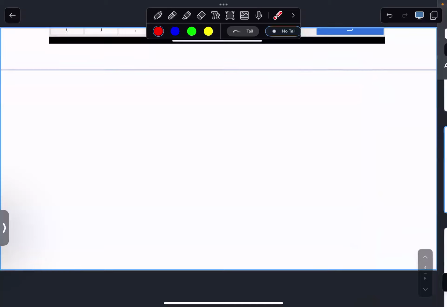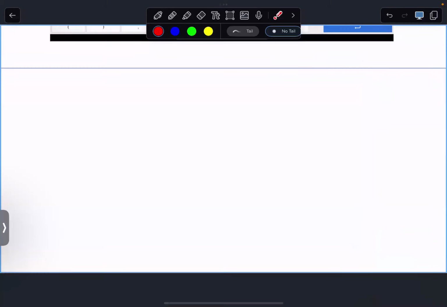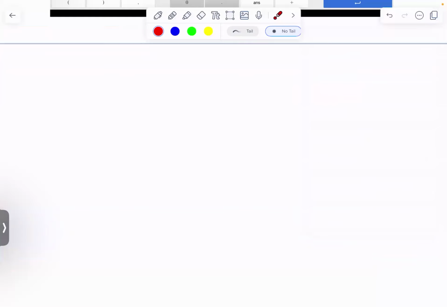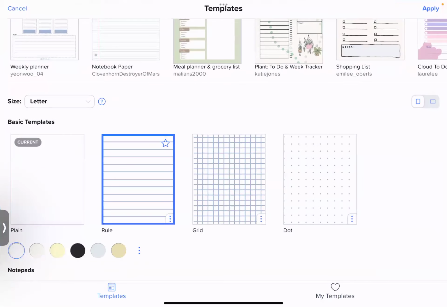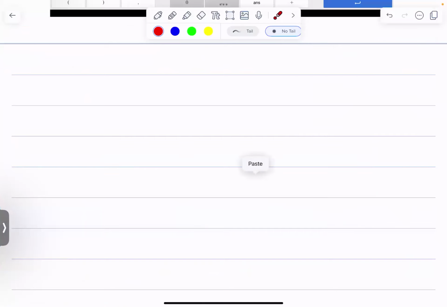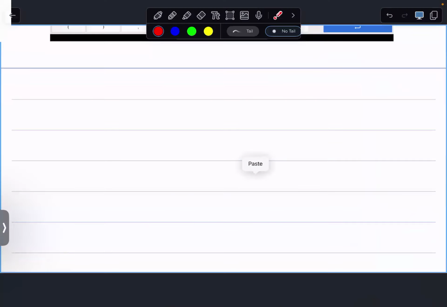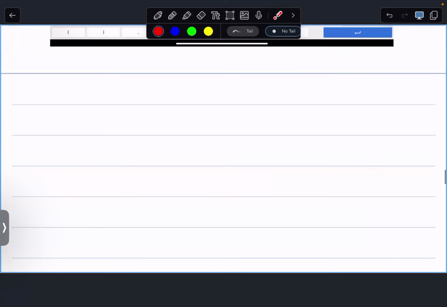I want lines on here. Okay, just give me a sec. It won't let me add the lines if it's hooked up, but now it's not linked there. But now I have lines, yay.